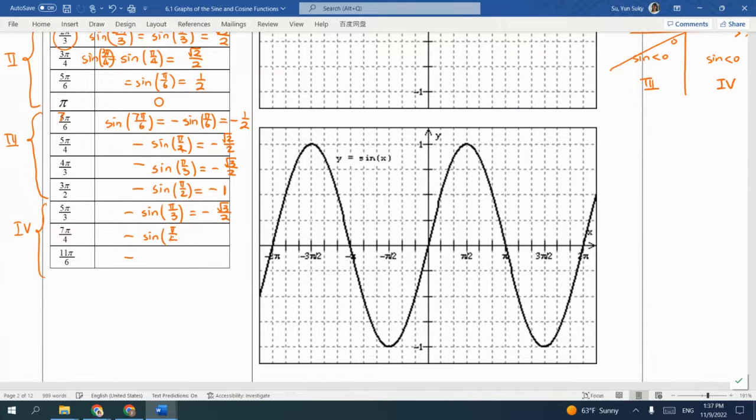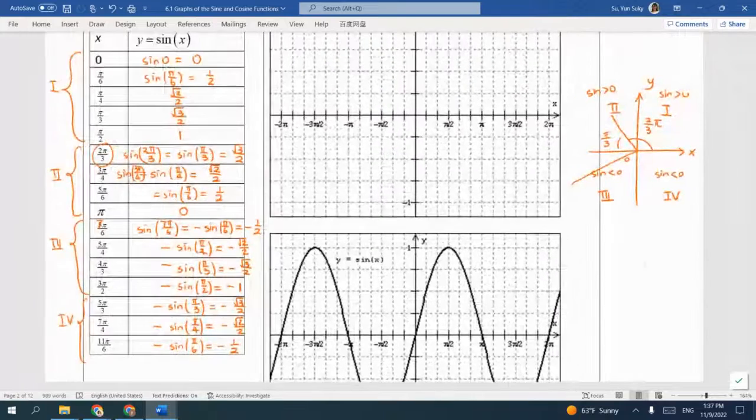Is that okay, everybody? Okay, and then 7 pi over 4. The reference angle is pi over 4, so root 2 over 2. Is that okay, everybody? 11 pi over 6, what's the reference angle? Pi over 6. And that's 1/2. Okay, very good.